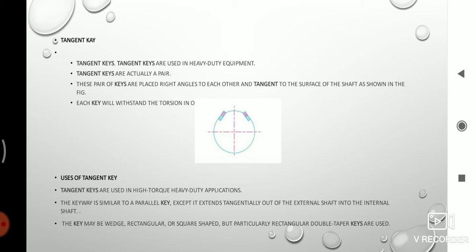The keyway is similar to a parallel key, extending tangentially out of the external shaft into the internal shaft. The keys may be bent, rectangular or square shaped, but particularly rectangular double taper keys are used.